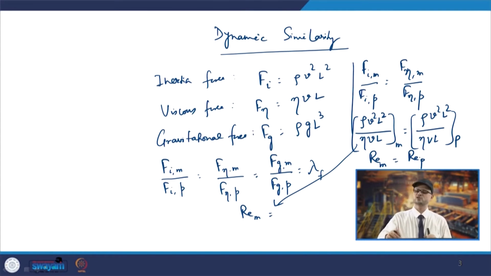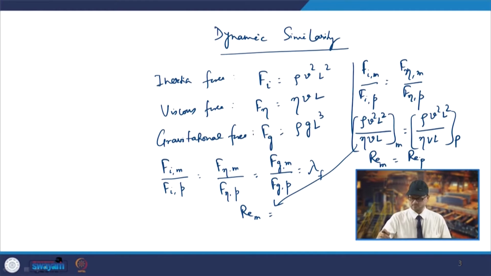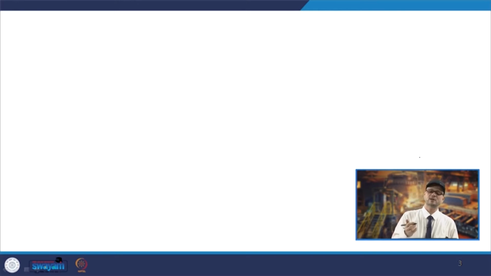So, this is basically the ratio of two kinds of forces. That tells you the value of the Reynolds number for the model should be same as that of the prototype. So, that talks about these conditions which are governed by dynamic similarity, and the Reynolds number which is found in the physical model should be same as that inside the actual prototype. Similarly, if you talk about the ratio of the inertial to gravitational force.